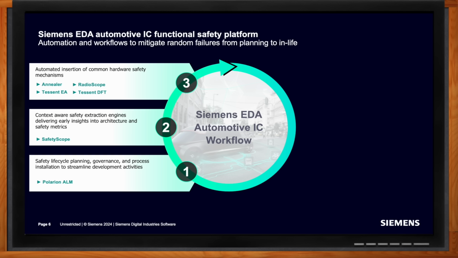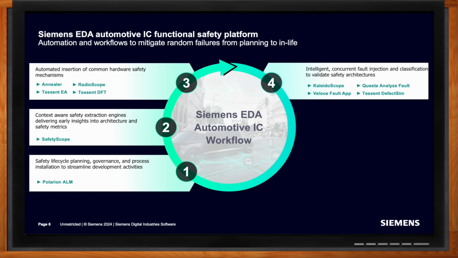Then once those safety mechanisms are implemented and in the design, you need to verify the effectiveness of those safety mechanisms. And this is called a fault campaign or fault injection. And we provide several different tools that will do fault injection based on your fault campaign. So we have Kaleidoscope, which is digital fault injection. We'll be talking more about that tool today. We have Quest to analyze fault, which is through formal techniques. We have the Veloce Fault App, which we are also talking about today, and then Tessent Defect Sim, which is analog mixed signal.